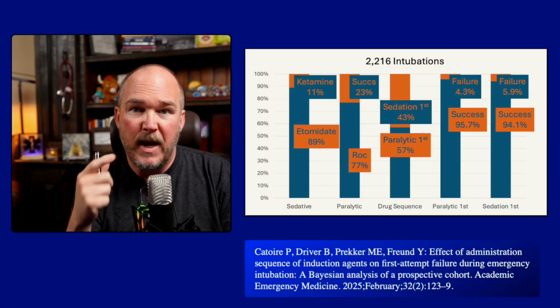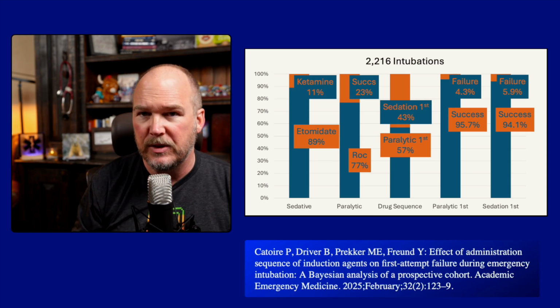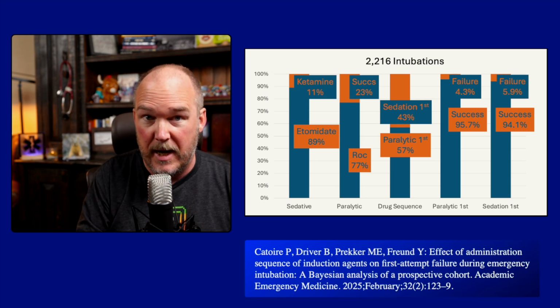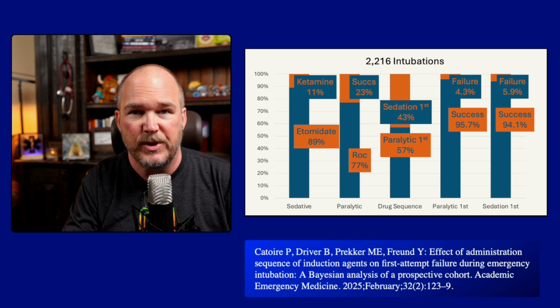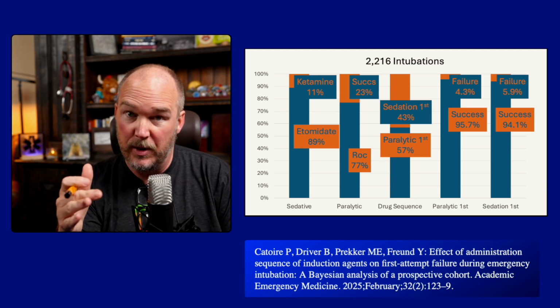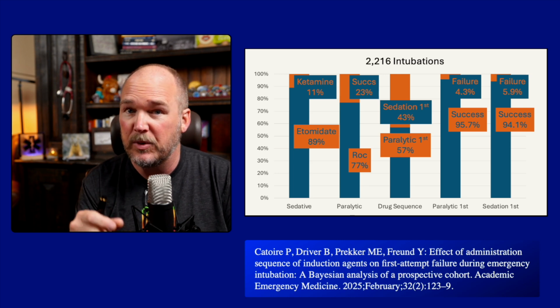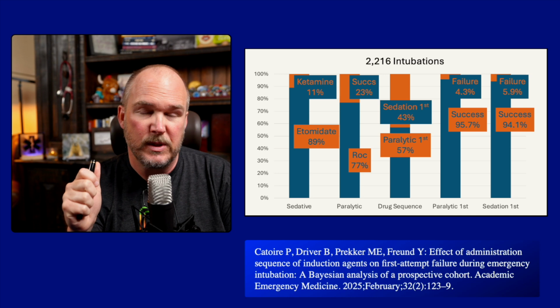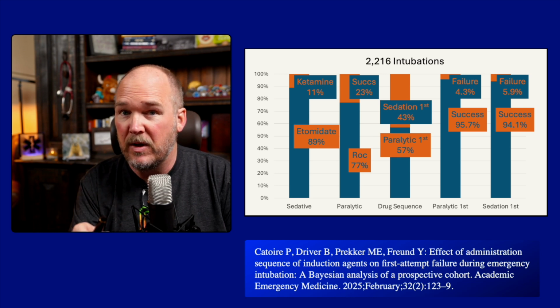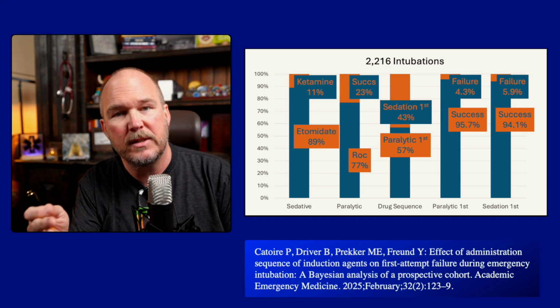So let's see whether that potentially reasonable approach actually works. Now, after exclusion, they had 2,216 patients for analysis. Most intubations used etomidate, specifically 89% etomidate and 11% ketamine, so maybe they have to be more worried about that respiratory depression than I do, and I'm all in on ketamine. Now, for paralytics, it seems to be a rocuronium shop, 77% rock versus 23% with sux. So 57% of the patients got paralytic first, and then obviously the remaining 43% got sedation first.